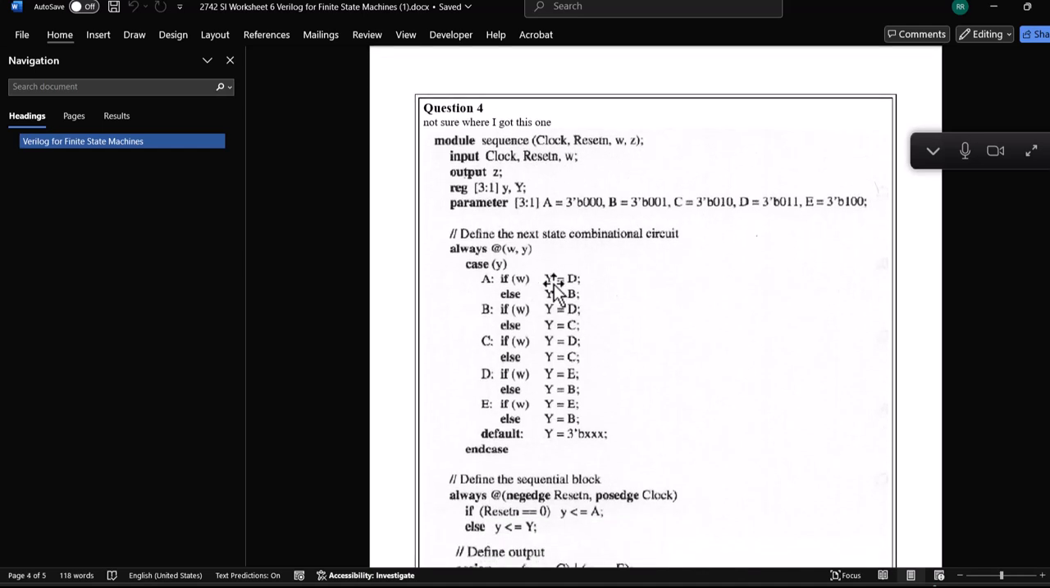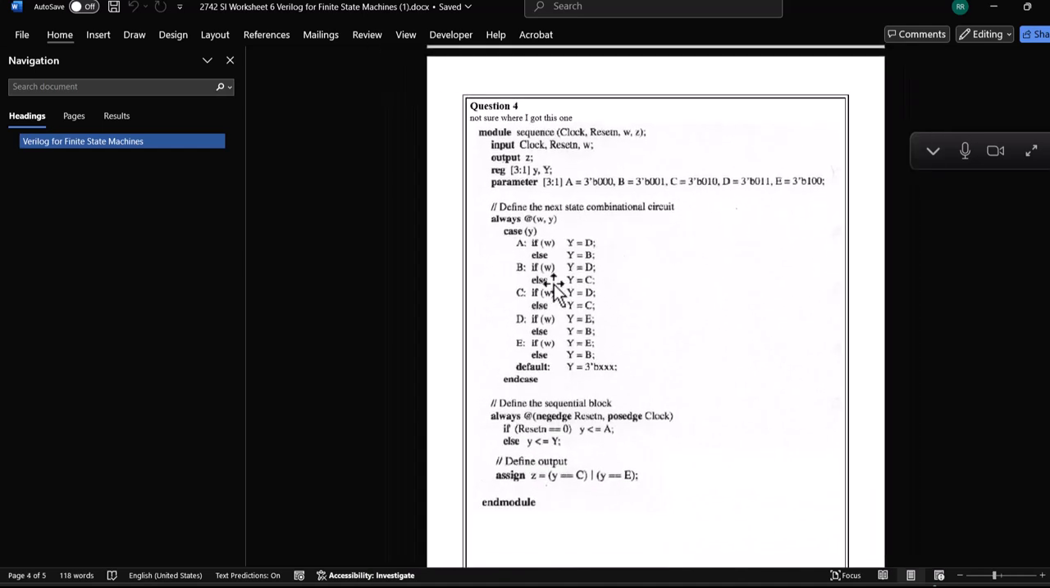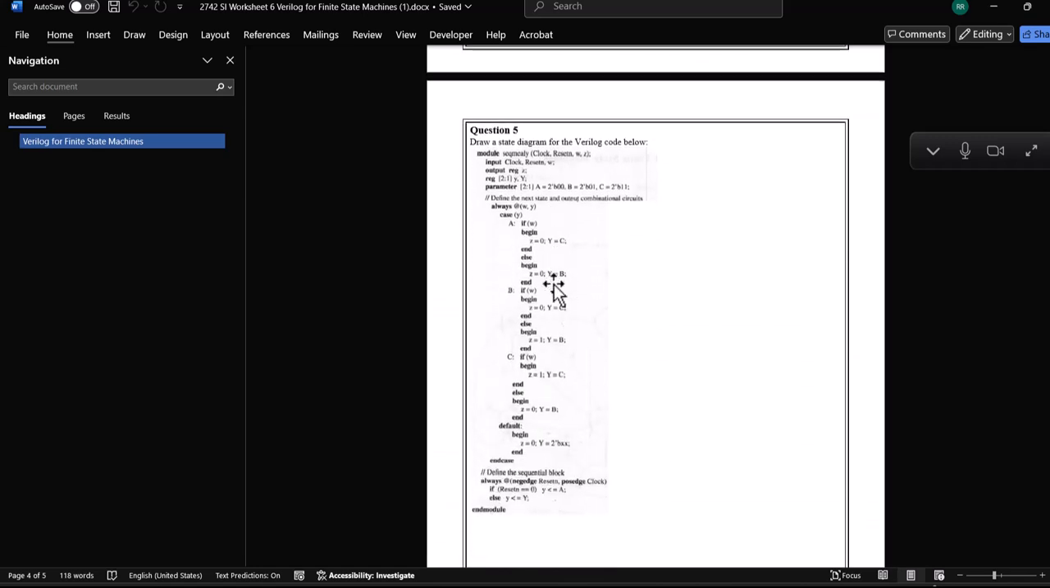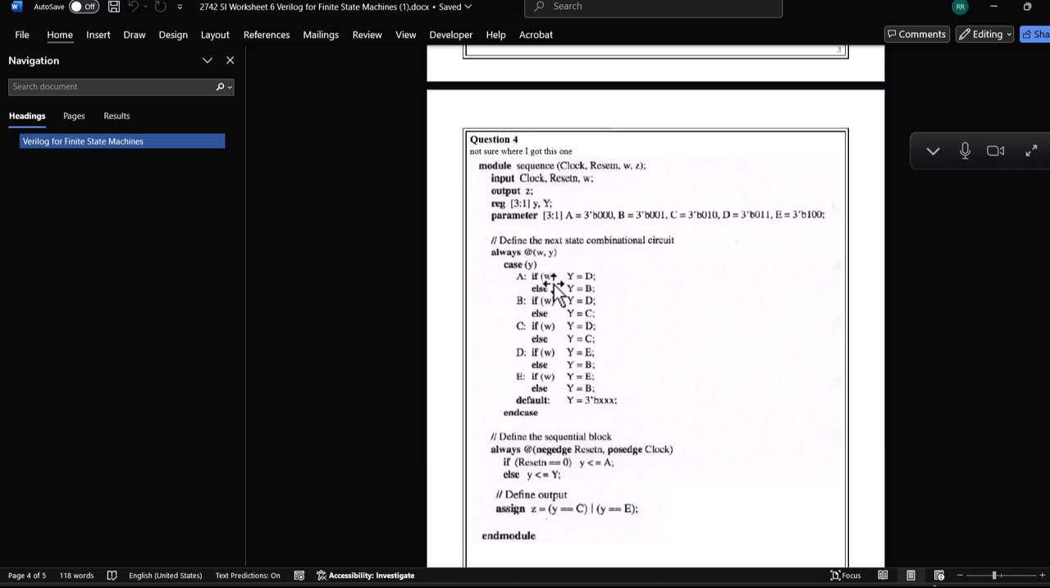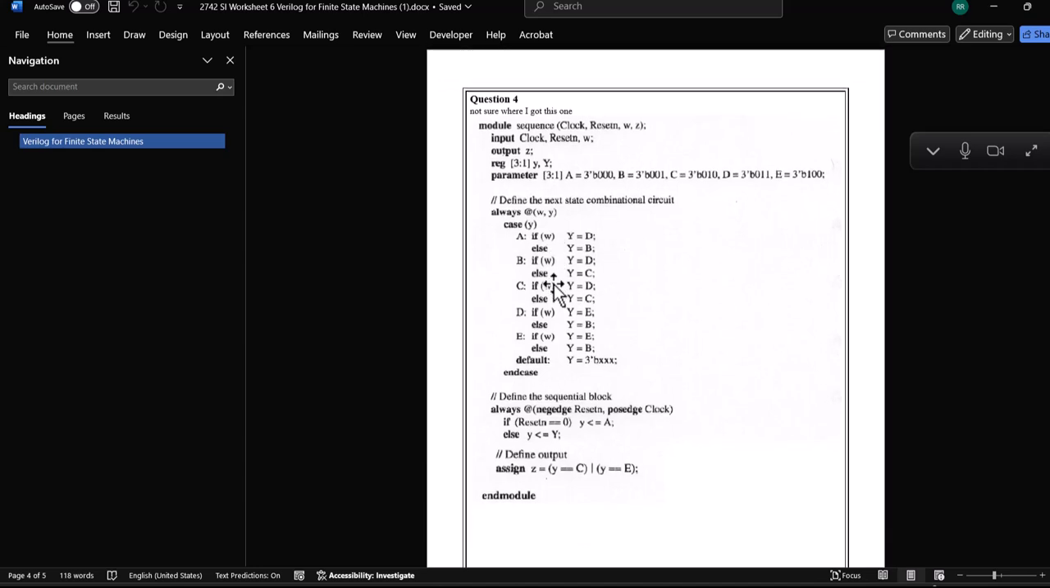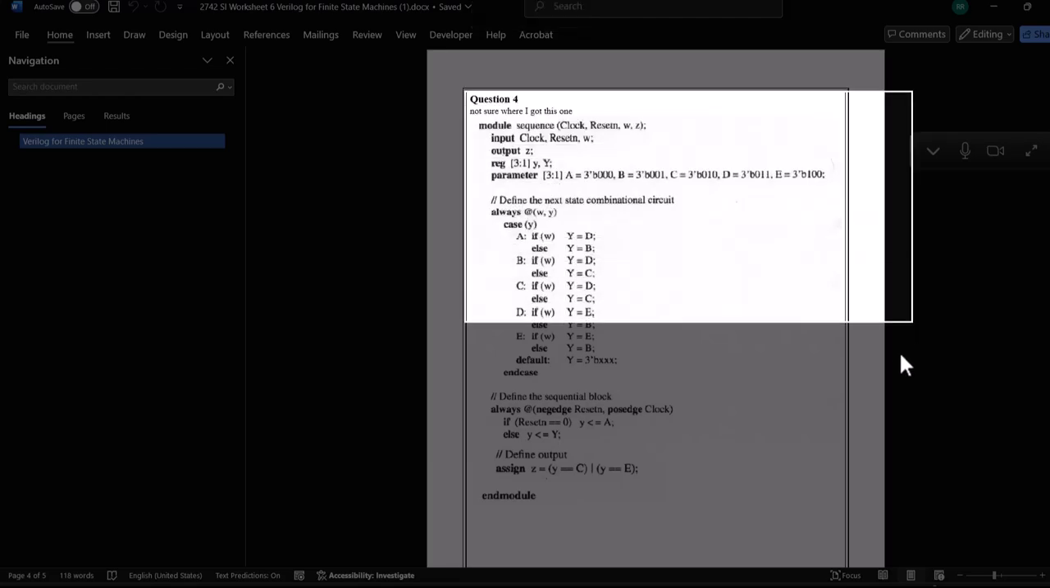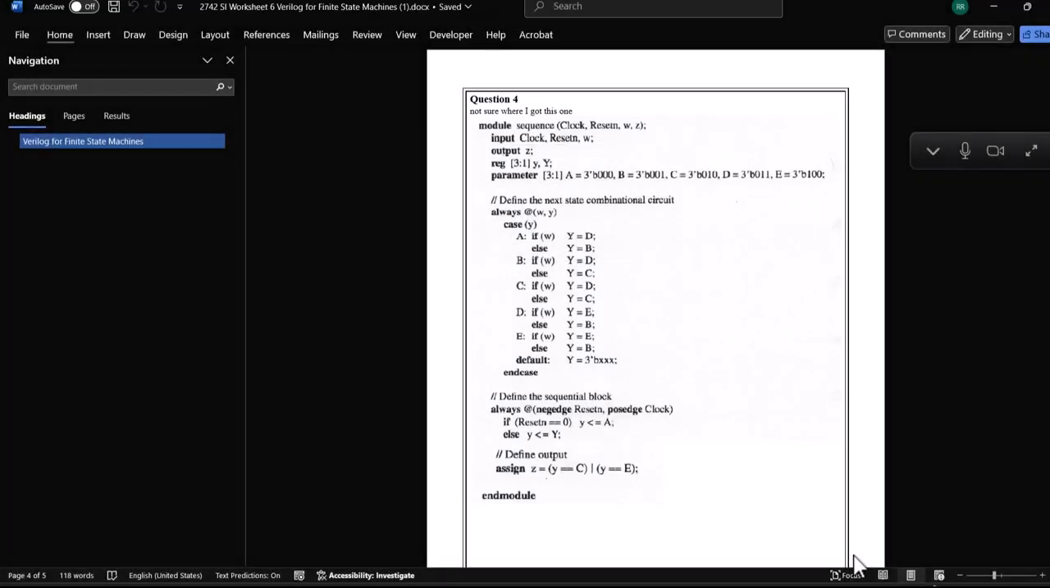All right. So let's do number 4, and then y'all are going to do one on your own, and then we're going to write the Verilog.